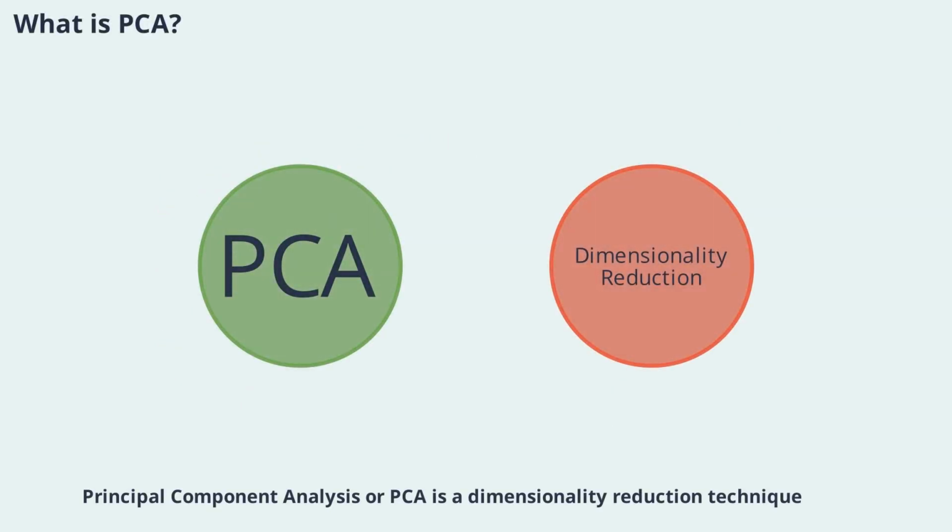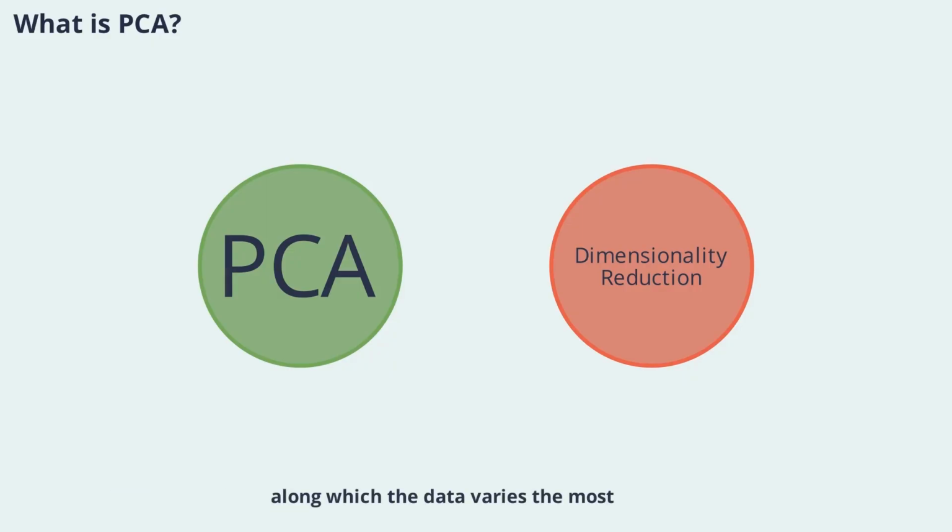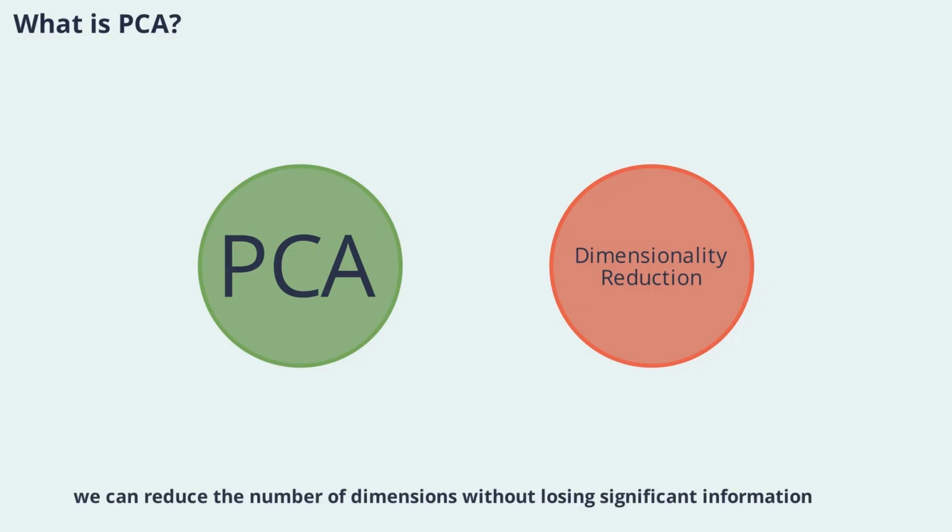Principal component analysis, or PCA, is a dimensionality reduction technique. It transforms a large set of variables into a smaller one that still contains most of the information in the original set. PCA does this by identifying the directions, called principal components, along which the data varies the most. By projecting the data onto these components, we can reduce the number of dimensions without losing significant information.